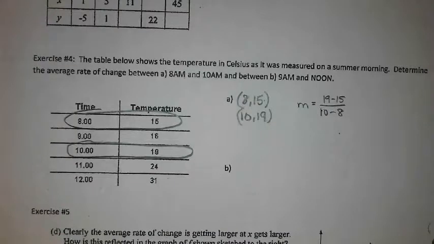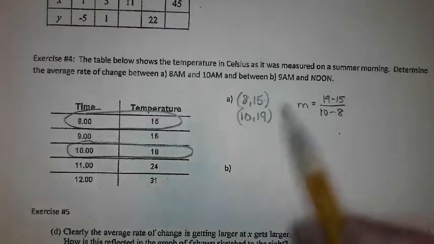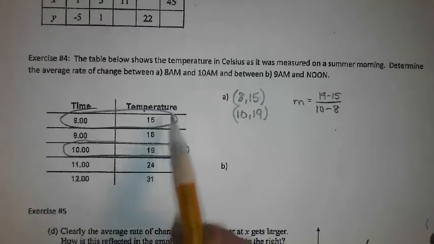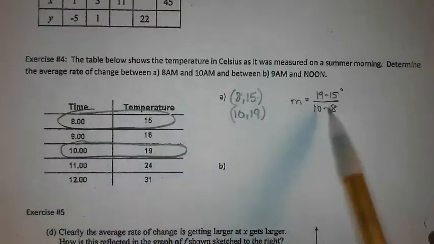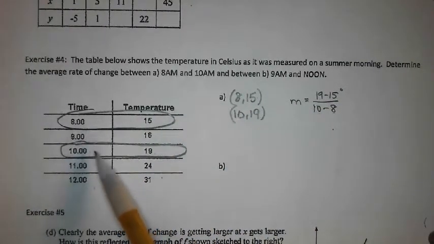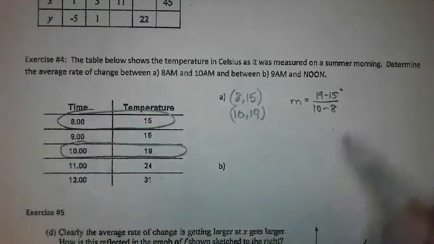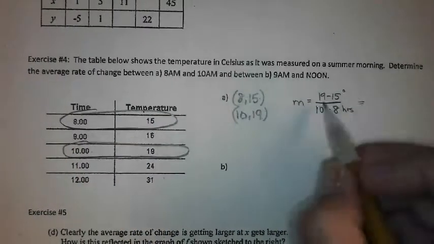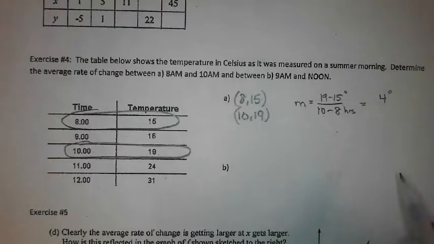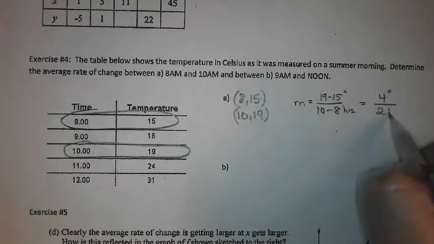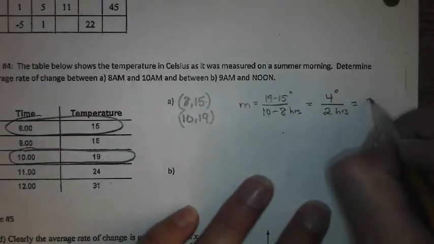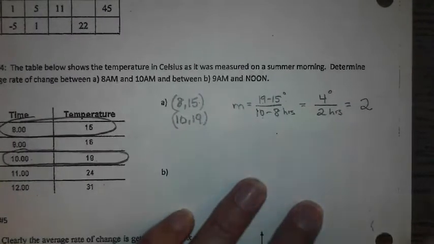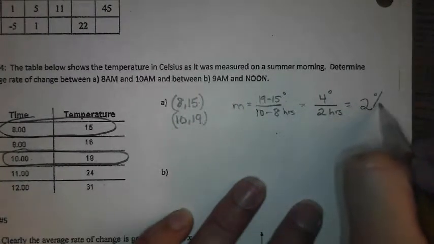Now, because there is a context in a word problem, there have to be units. 19, what's the unit on temperature? Degrees, so that's degrees. What's the unit on time? Hours. So when you reduce this, you're going to get 4 degrees divided by 2 hours. And 4 divided by 2 is obviously what? 2. Now your unit when you divide becomes degrees per hour.